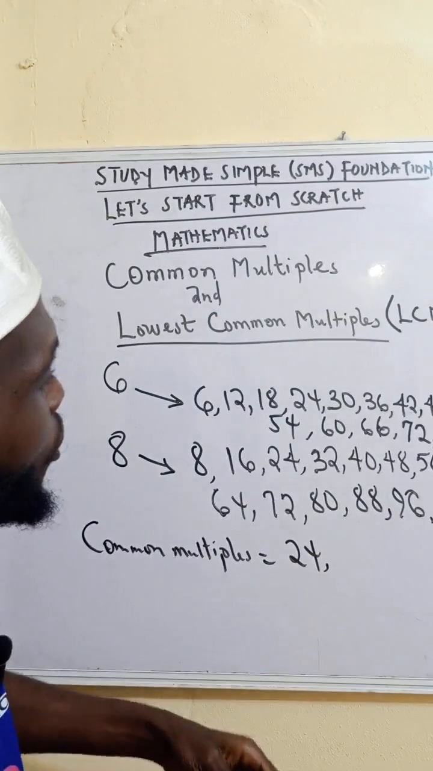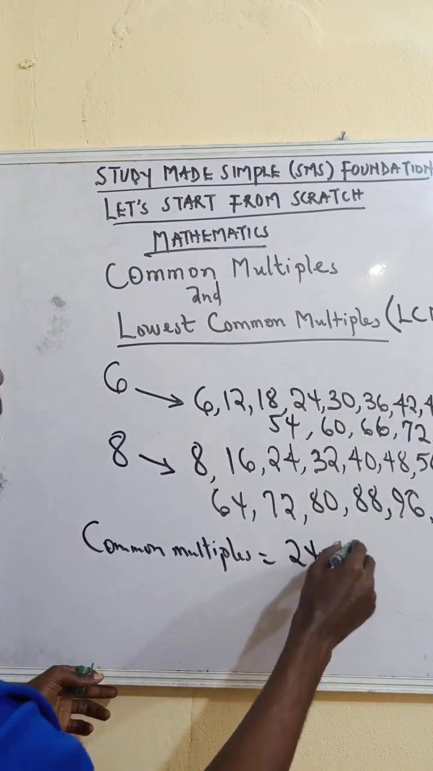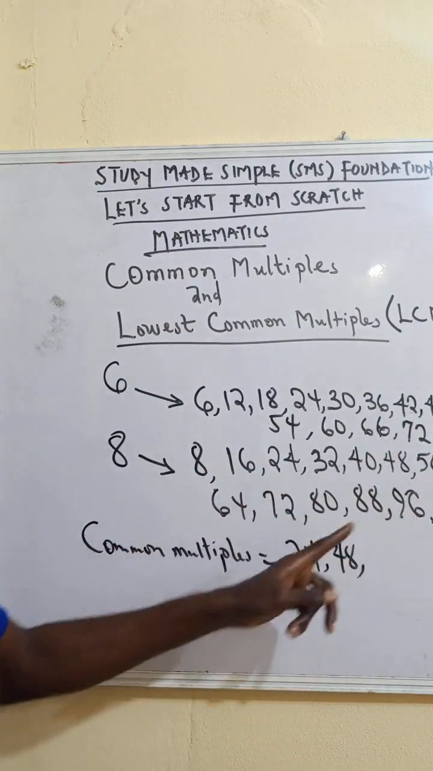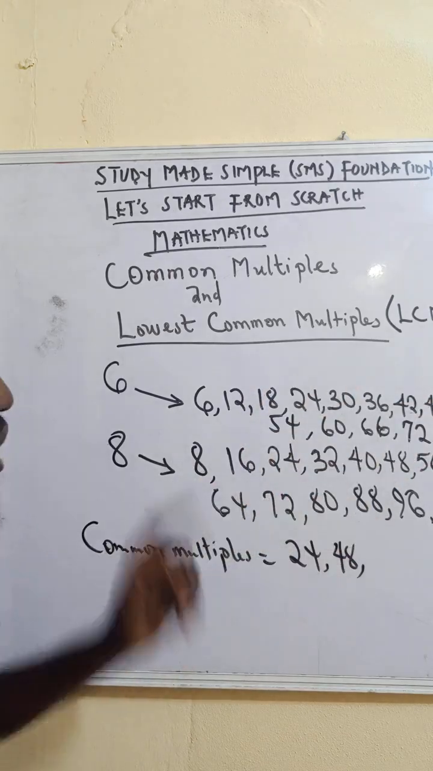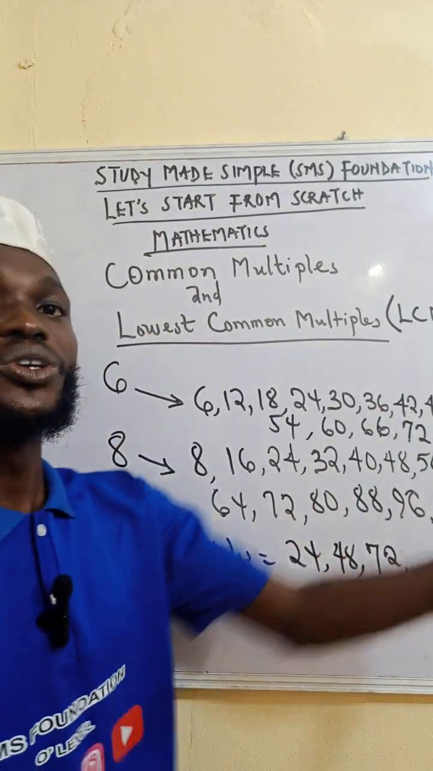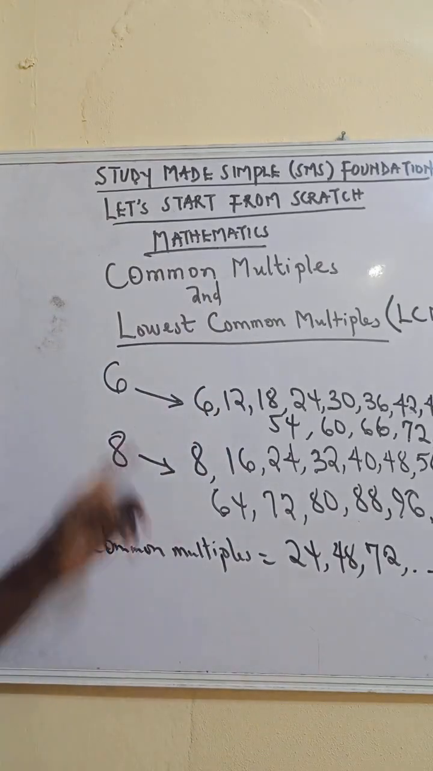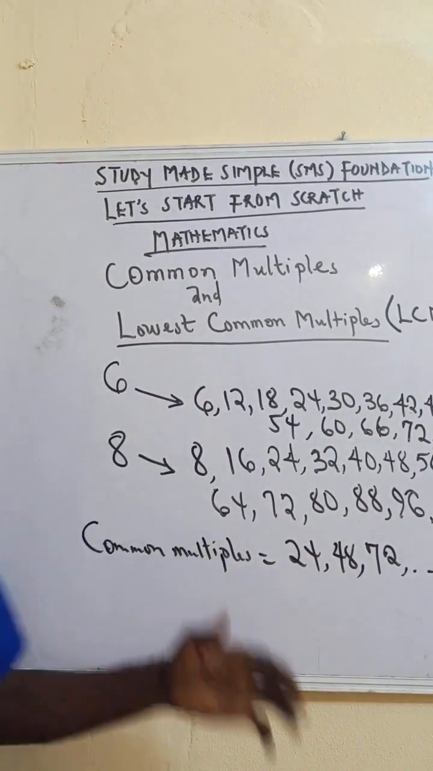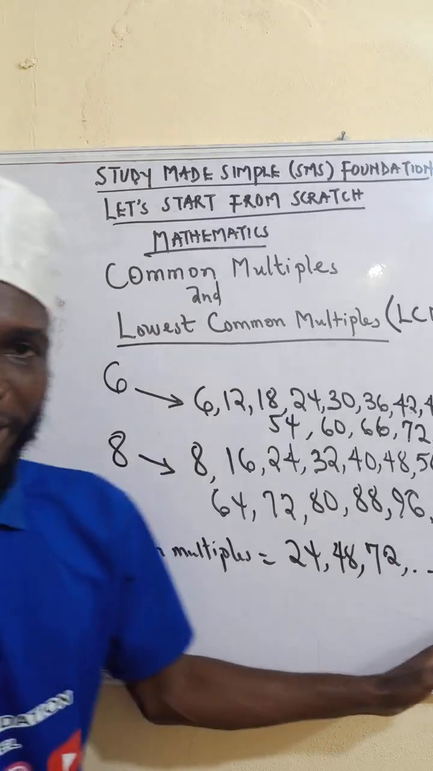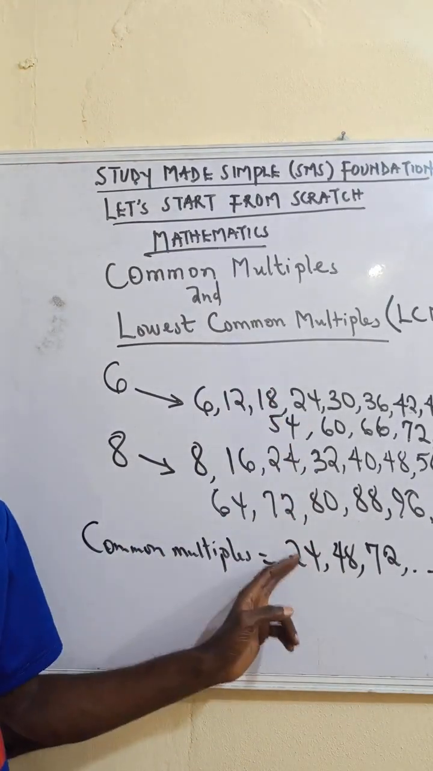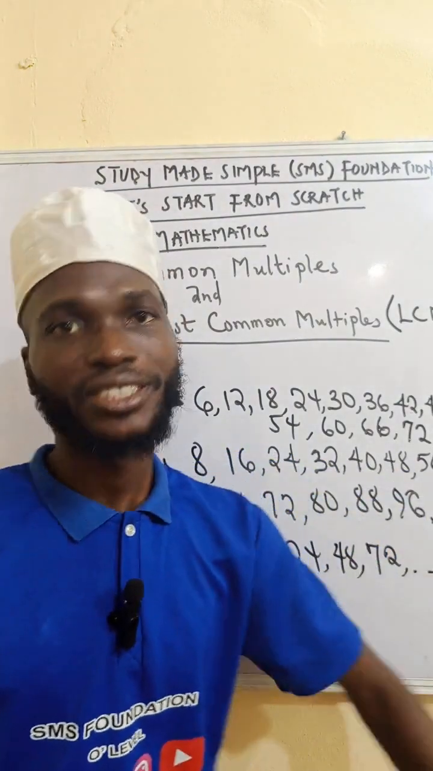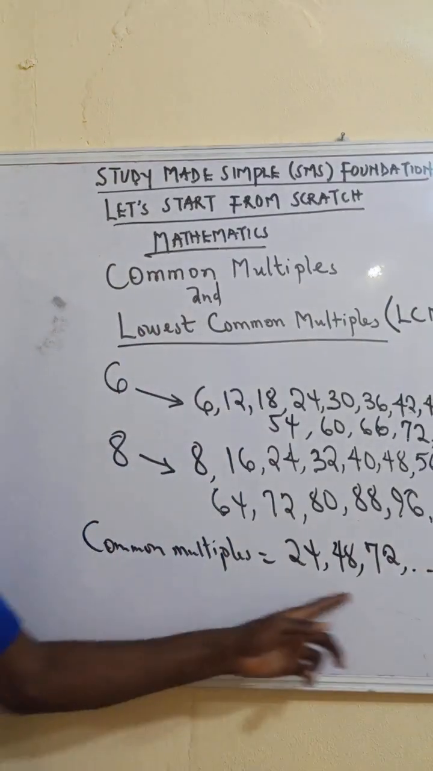Do we still have more? We still have 48. Yes, we still have 72 common to both of them. We have 72 here, 72 here, 48 here, 48 here. If we extend this more, we are still going to get more, because since multiples are infinite, common multiples too are infinite. That's a fact. Good. You understand what a common multiple is: what is common to both of them. If you have more than two numbers, then what is common to the three or more numbers is what a common multiple is.